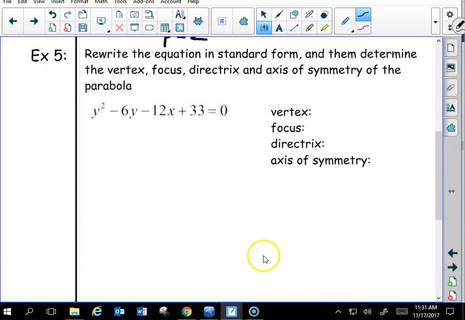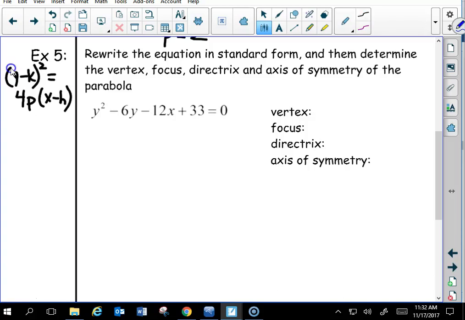Okay, example 5, it's a y squared, so it's going to have the same standard form as example 3, y minus k squared is equal to 4p x minus h. Just switches. So here we're going to isolate the y, because we have y squared, that dictates that we're going to isolate the y and write our squared and complete the square on the y.